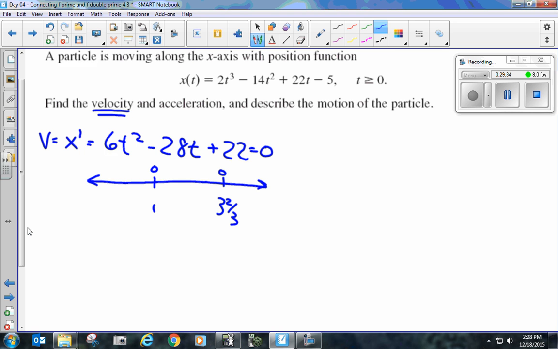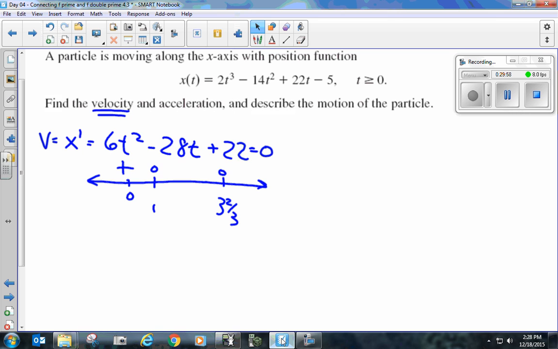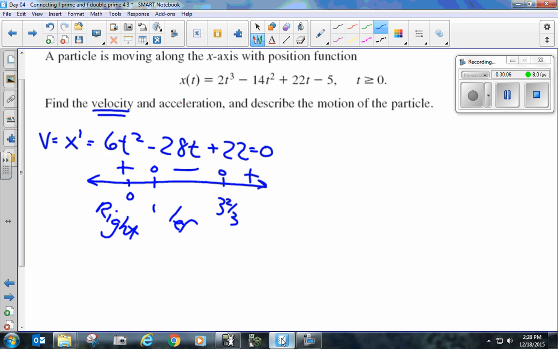Remember, it's velocity. What about if I pick the number 0? Will it be positive 22? We'll look at the graph for this one. What happens if I pick any number bigger than 3 2/3? Well, isn't that above the x-axis? It's positive. In between, it's below the x-axis, so it's negative. So this means it's traveling right. It is traveling left. It stops at 1, goes back left, stops at 3 2/3, and goes back to the right.